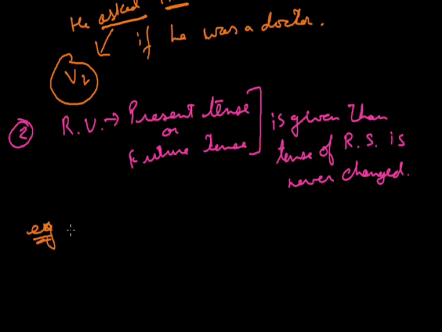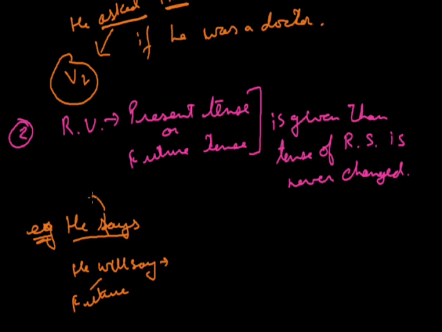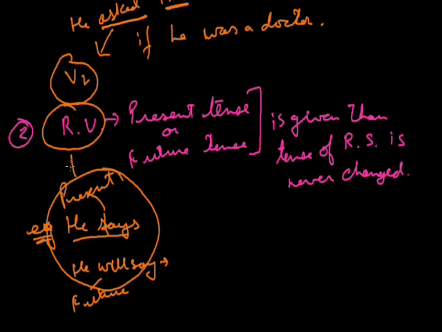For example, we can say he says. This one is in simple present form. Or maybe we can say he will say. This actually is in future form. So this one is future tense, and this one is present tense. Now, as discussed earlier, if anything is given to us in present or future form, and here we are talking about the reporting verb, then the tense inside the reported speech is never changed. For example, he says, "I like sweets." And coming to the same example, he will say, "I like cricket."